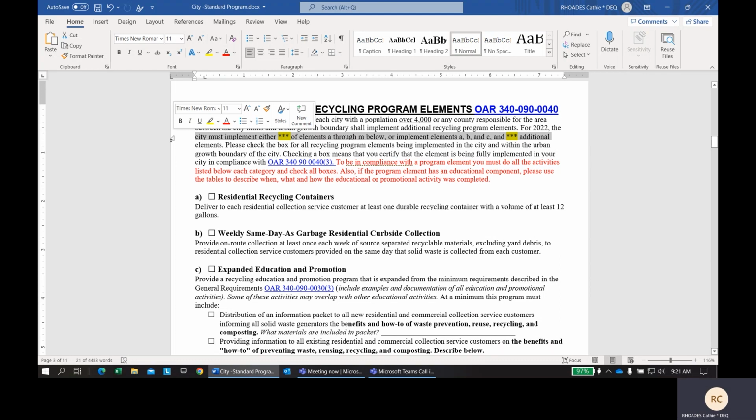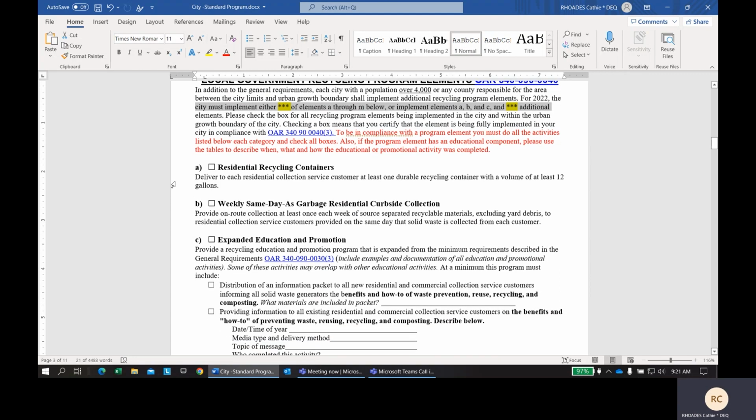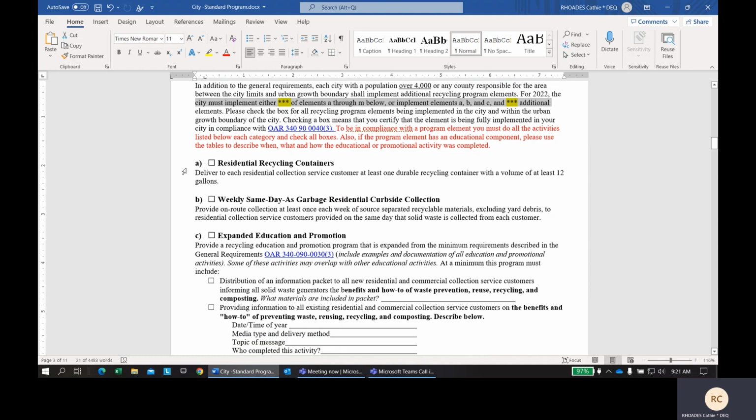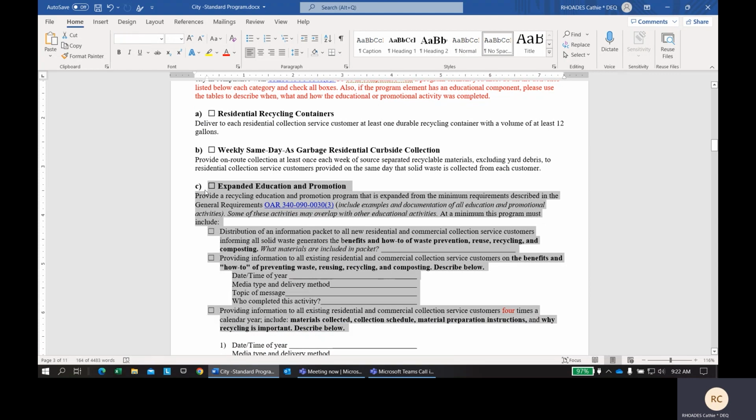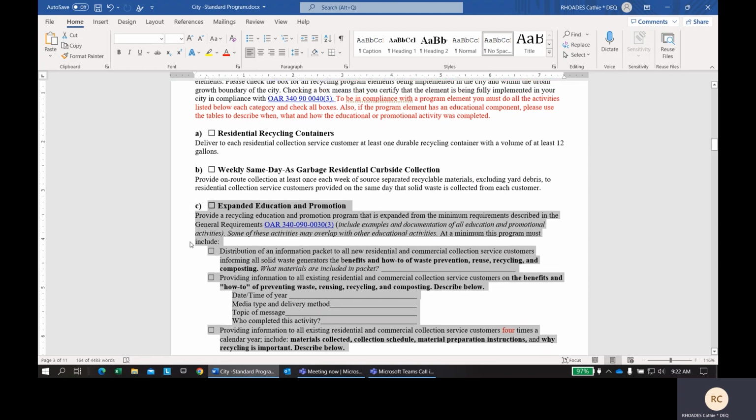Here on the form is where we would put how many programs your city is required to implement, so you will know the correct number that you are required to implement in a year. Just so you know, if you check the big boxes here for each one of these programs, you are required to check the smaller boxes. For example, here under C, there's a big box and then there's smaller boxes underneath. You are required to check all of the boxes to be in compliance.